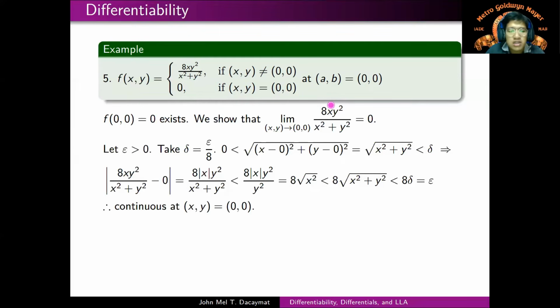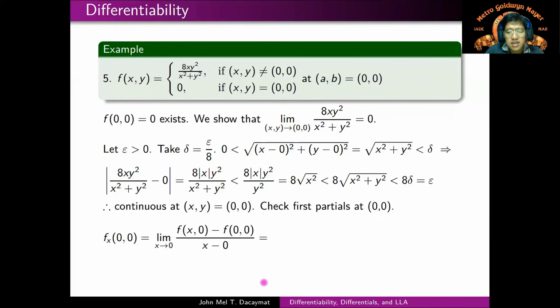My point here is that this is continuous at 0, 0. So we're not yet done. We don't have a conclusion yet. We have to proceed. Do the first partials exist? Unfortunately, unlike the first three examples, where to check the first partials I could just take f sub x and plug in, since this is piecewise, I have to use the limit definition of the partial derivatives. Remember, f sub x of 0, 0 is just this limit here.